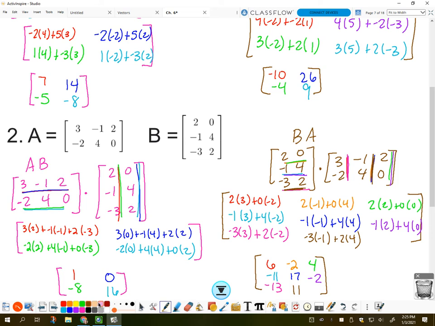And then last, let's call this dark gray. We have these times these. So -3 times 2 and 2 times 0, so -6. And again, if you'll look, you'll see a pattern in your numbers if you have it set up correctly.